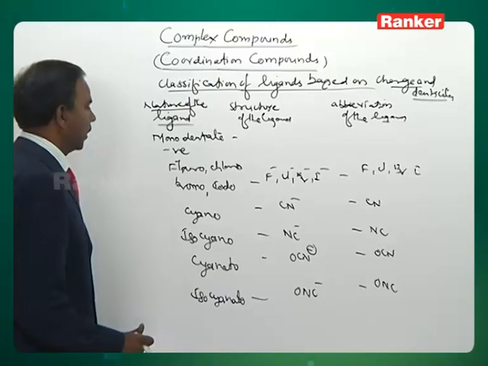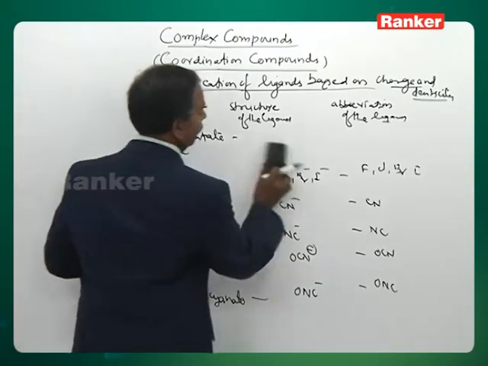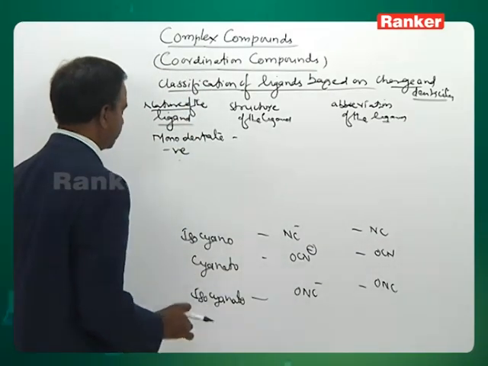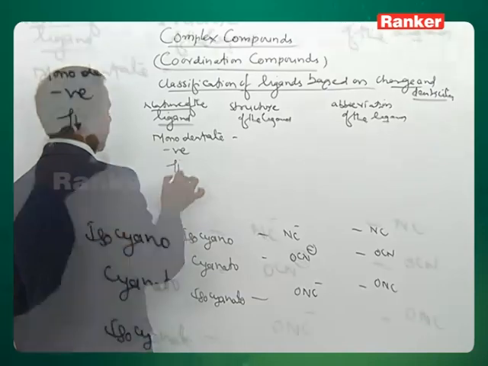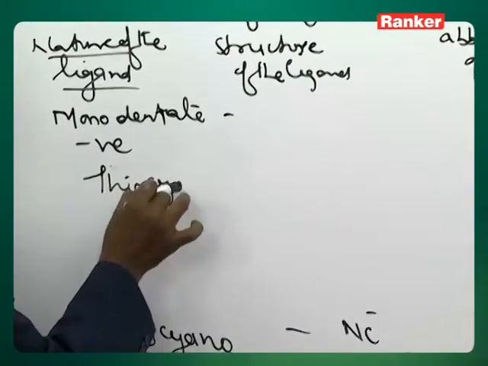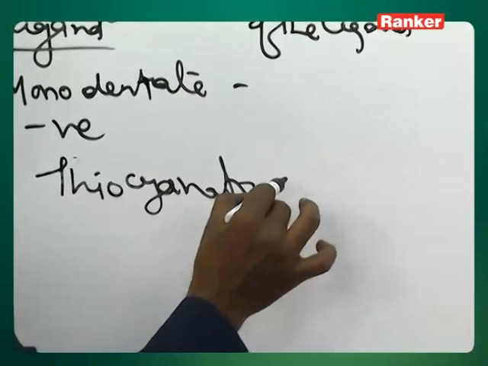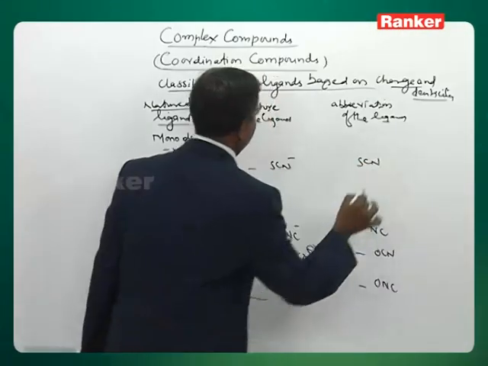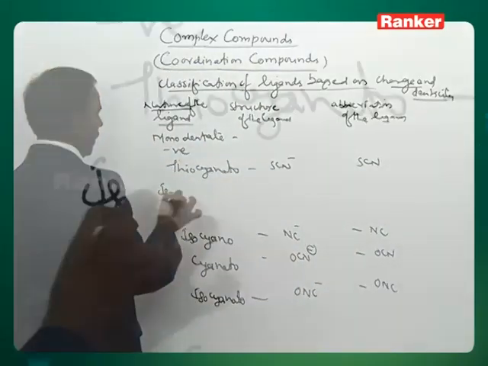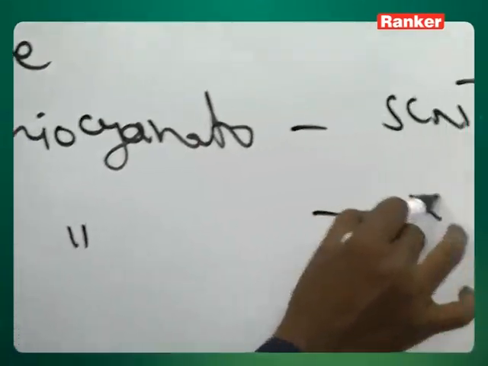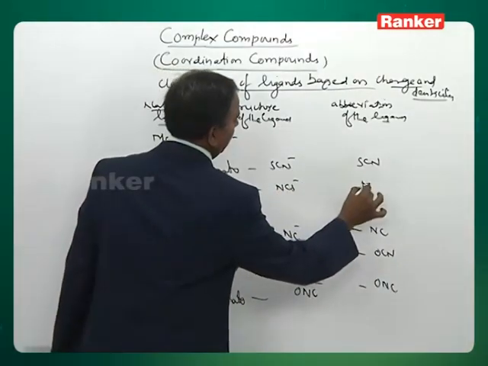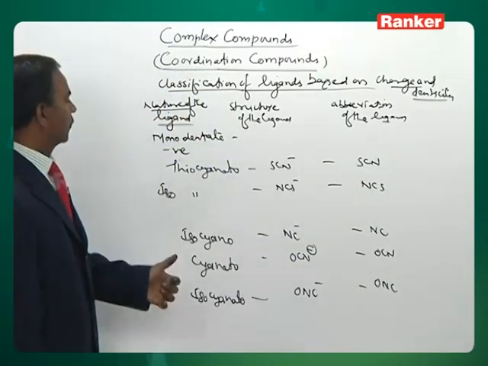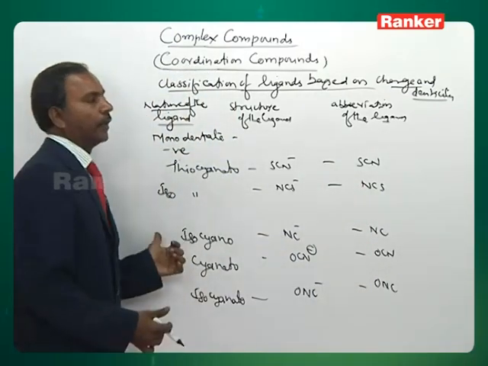Some more are there. Let me continue this particular. Some more monodentate negative ligands. Next you can take thiocyanato, it is SCN minus, and we can represent simply SCN. Isothiocyanato, we can write as NCS minus. Like this, these are actually monodentate and negative ligands.